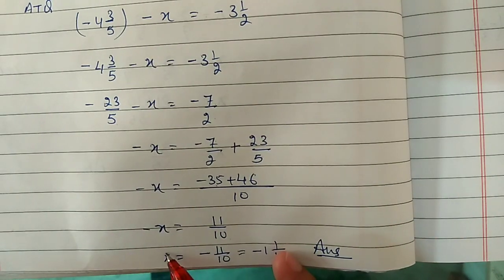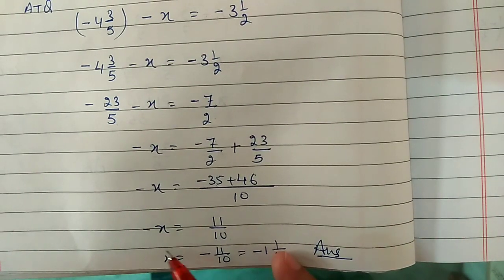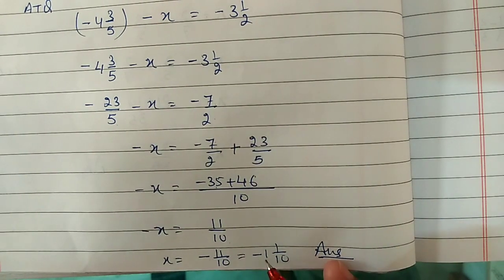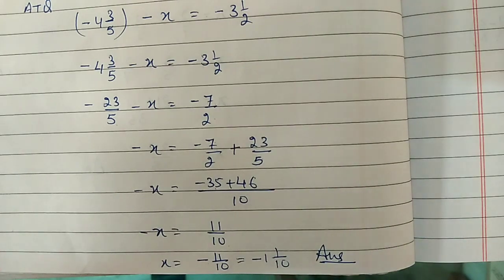Then we have to find out the value of x. So shift this minus also to the other side. x is equal to minus 11 by 10, or you can write minus 1 whole number 1 by 10.